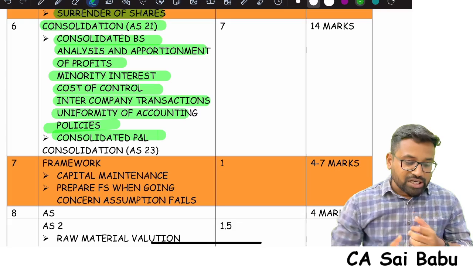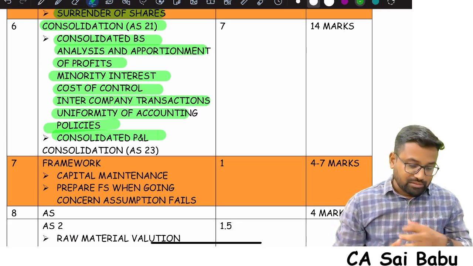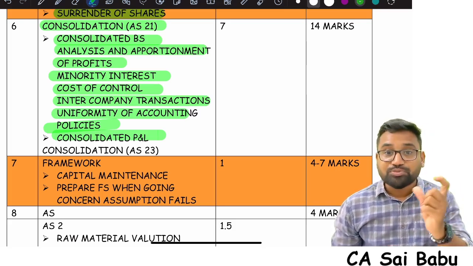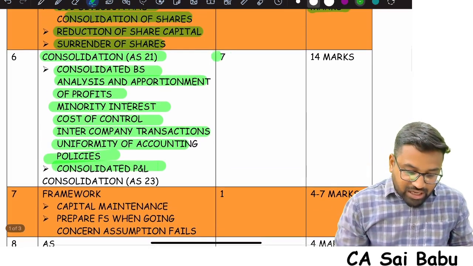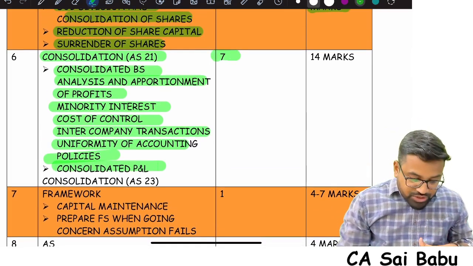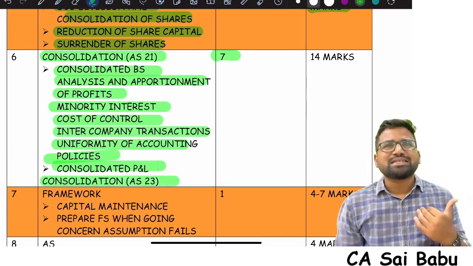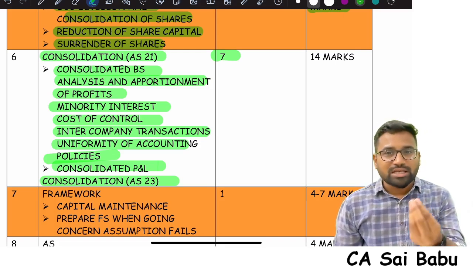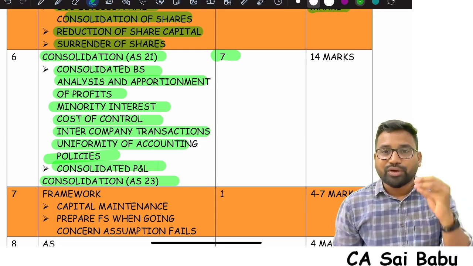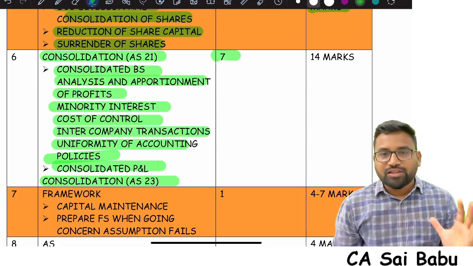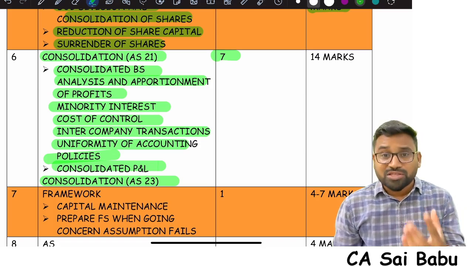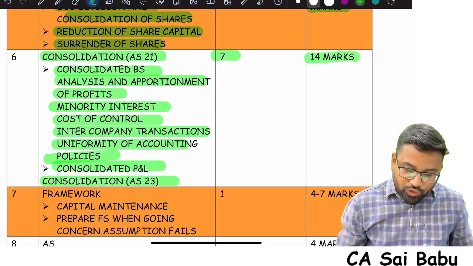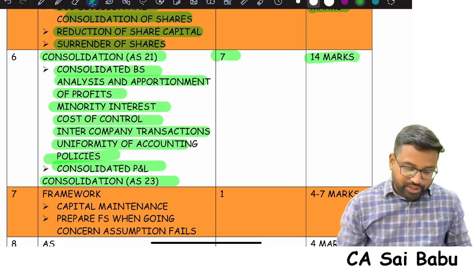Now see, minority interest, cost of control, and intercompany transactions can be asked as individual small questions also. 7 hours is what we require for AS21, including AS23, consolidation AS23. AS27 joint ventures, usually they will not ask. Of course, if they want to ask, they can ask for 4 marks also, but my bet is on 21 and 23. AS21, definitely they are going to ask one question. From AS23, if possible, a small question is possible. But AS23 is quite easy. So 14 marks is what you will generally get from AS21.